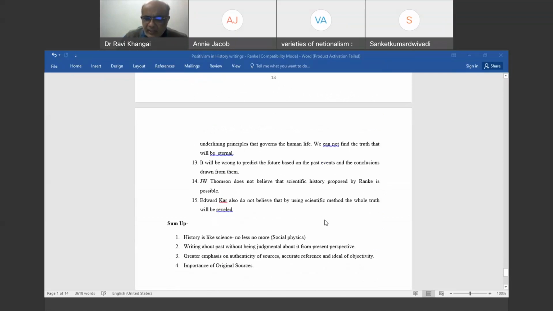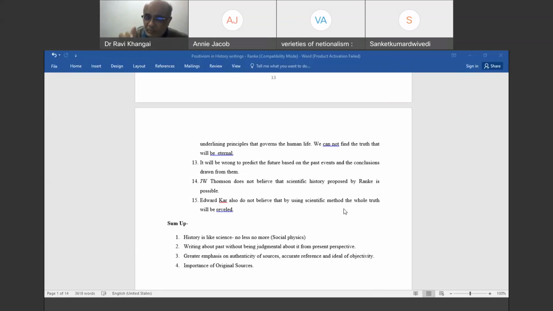So lastly, we will sum up. Positivism is an idea that has influenced the history writing, which believes that the historical facts, historical statements should be based on the evidences. Before you write history, the fact should be verified. By studying history, you can draw certain determined laws, and history can be studied as a science. So that is what positivism is.